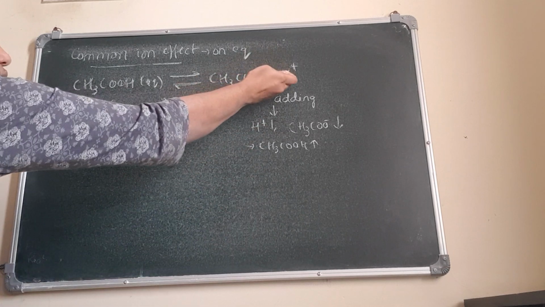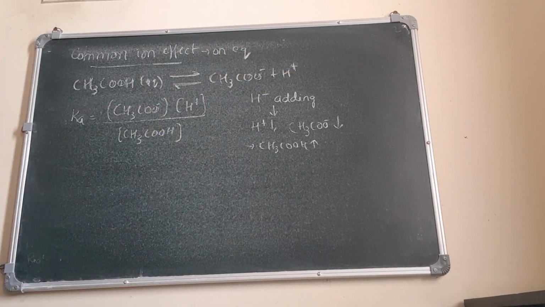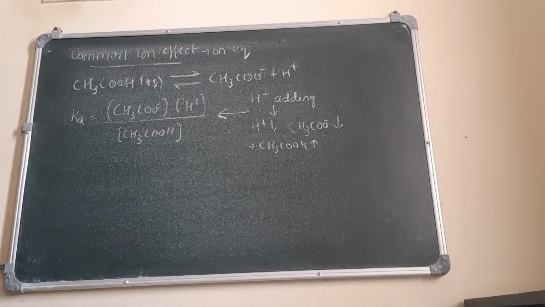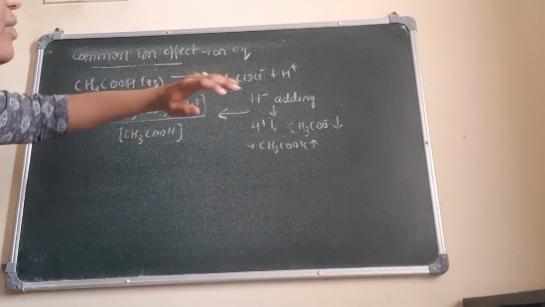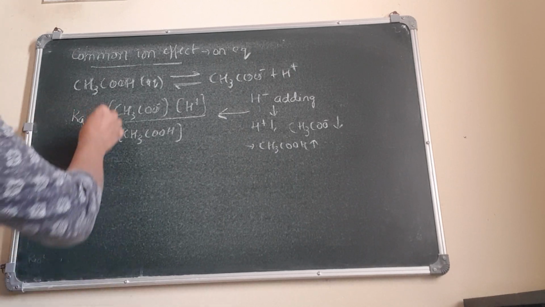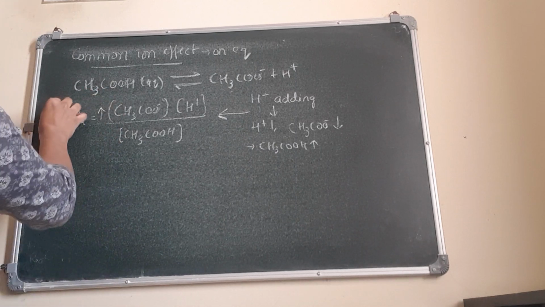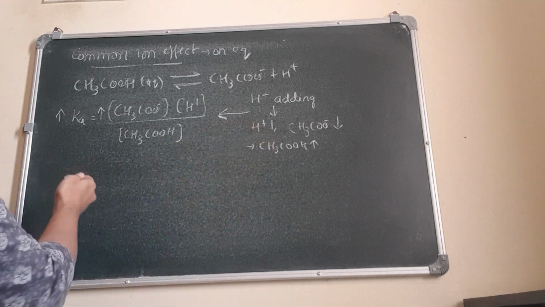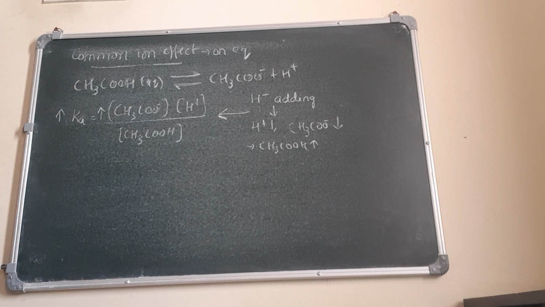I repeat, if you are adding this, according to Le Chatelier's principle, it tries to reduce it, and when it tries to reduce it, it reacts with acetate ions, and the reaction proceeds in the backward direction. So if you are adding any of the ions, the reaction proceeds in the backward direction. That means more of acetic acid you're getting back. Or here also you can see, if this increases, the reaction is proceeding in the backward direction.